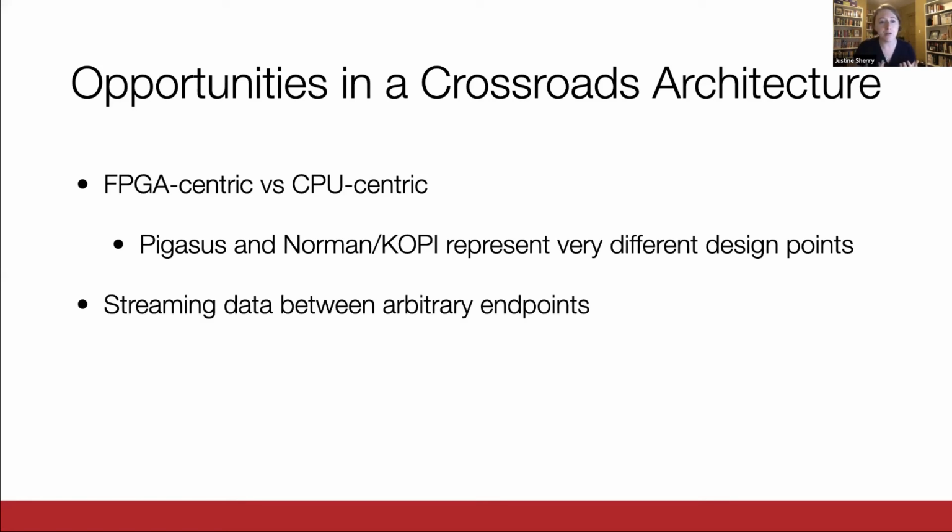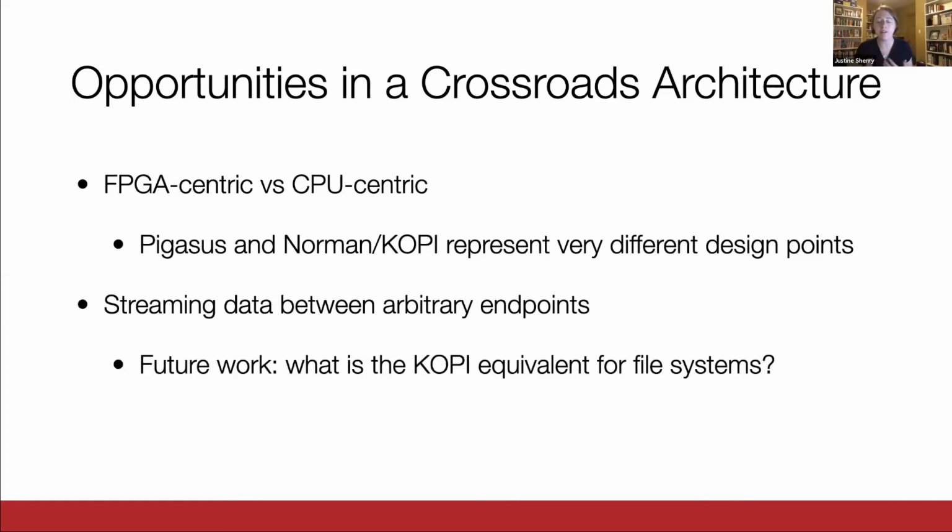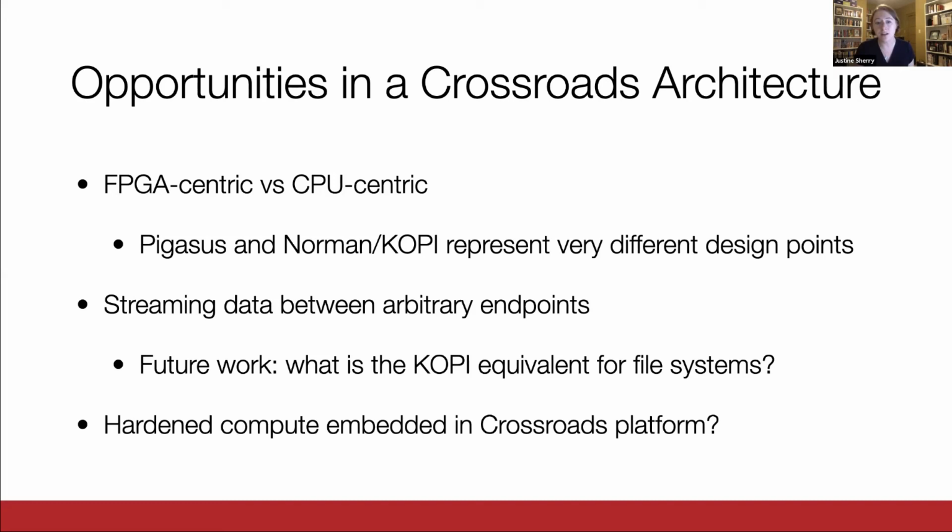In the future, both of the applications I've talked about are network-based, and that's because I'm really a networking person. But we're curious about how the Crossroads architecture can help other domains. For example, what's the KOPI equivalent for file systems? If I have data coming in over the network or coming from the CPU that wants to go to disk, what do we want to do there? And given the applications that we build, we've focused entirely on an FPGA, but perhaps we want some sort of heterogeneous compute resources also embedded in the Crossroads platform. This is an open question that's been coming up over and over again in our meetings. And so I suspect that some of the application design questions that we've been talking about will lead back into new hardware design questions.